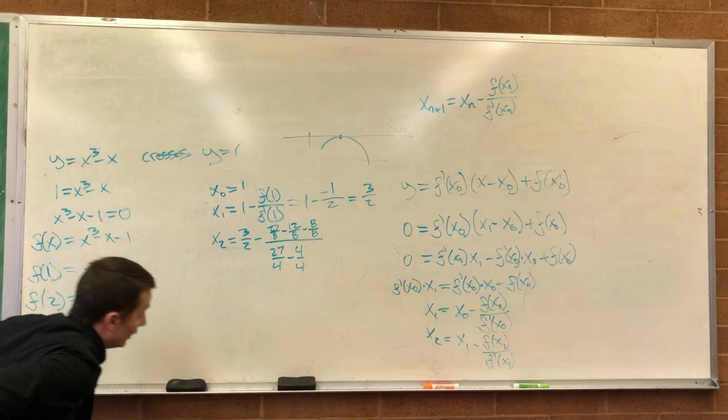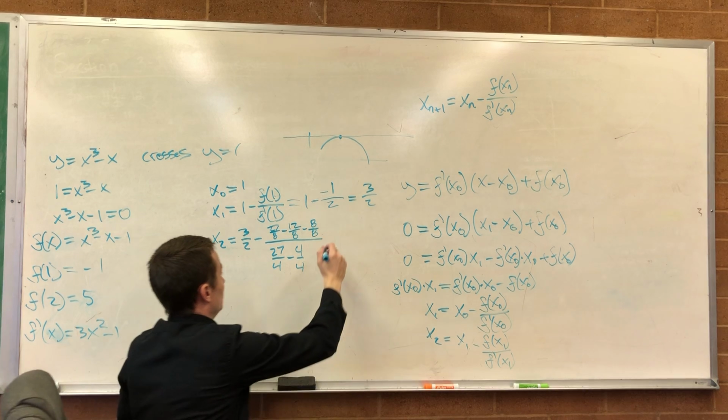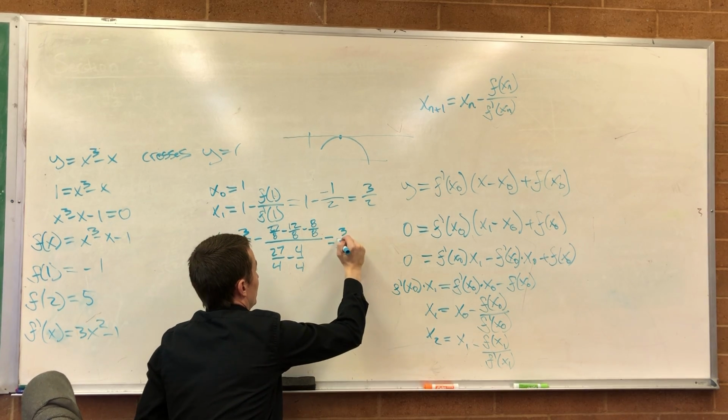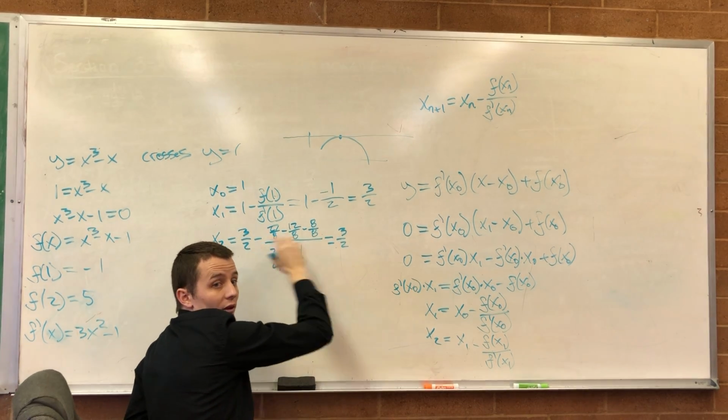So let's simplify. So we still have 3 halves minus.